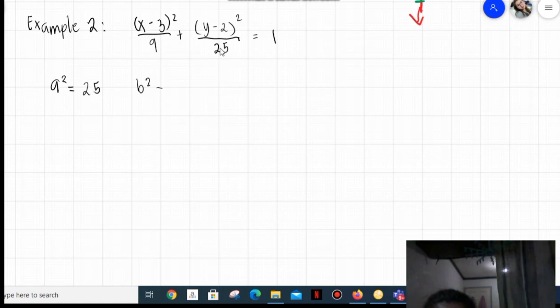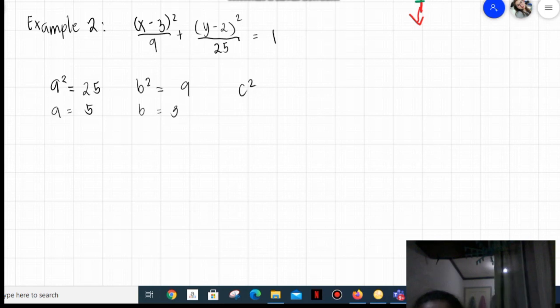And then, ang B squared naman natin ay si 9. So, para makuha si A, we have square root ni 25 is 5. Square root naman ni 9 ay 3. So, yun yung ating B.